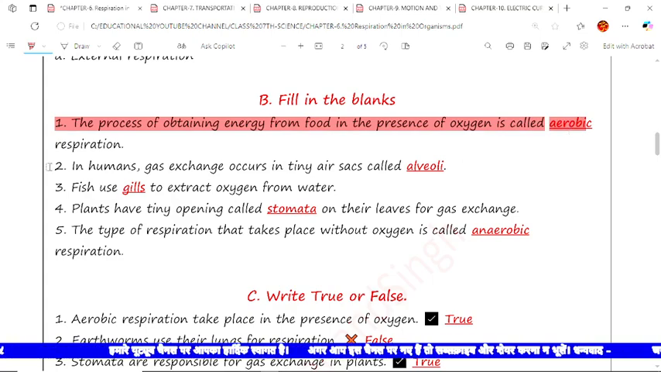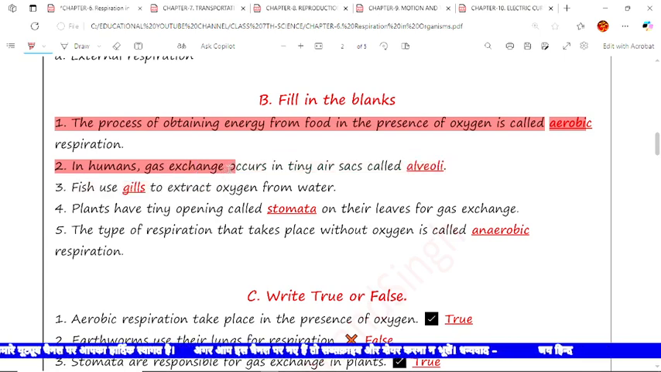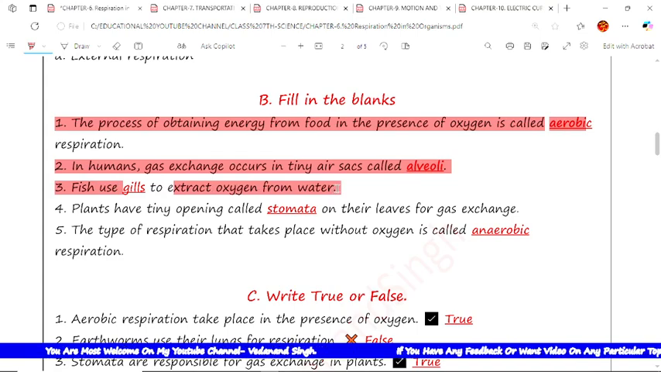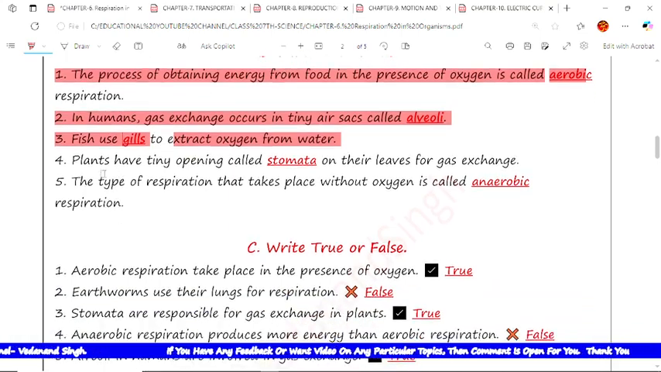Now the next question is, in humans, gas exchange occurs in tiny air sacs called alveoli. So you have to fill in alveoli in the blank space. Now the next question is, fish use dash to extract oxygen from water. Means you have to fill in gills. Now the next question is, plants have tiny openings called dash on their leaves for gas exchange. That is stomata. Means you have to fill in stomata here.